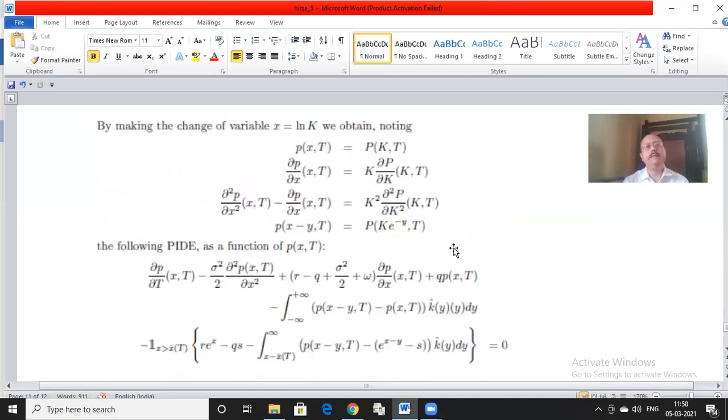And the way it is handled is you again change to log stock price. So there is some change of notation. And with that change of notation, as in here, the PIDE looks like this. So it's the same PIDE, only now you have e to the power x in place of k, and here also. And the function capital P for the put is now written as small p because it has been redefined.